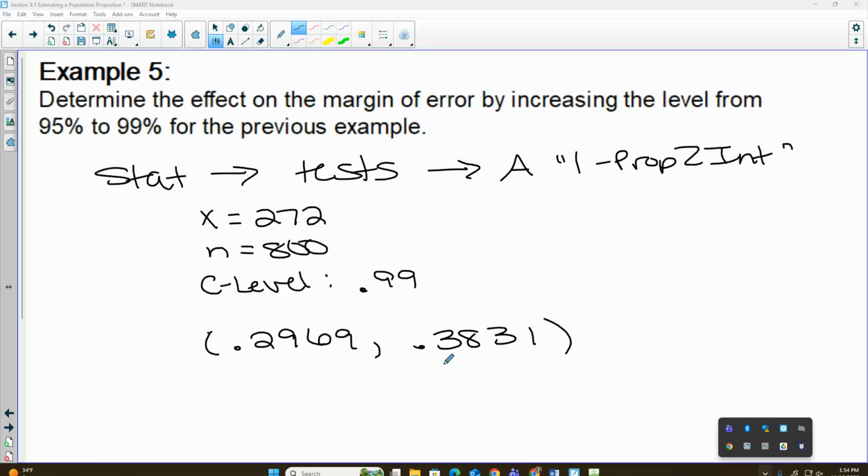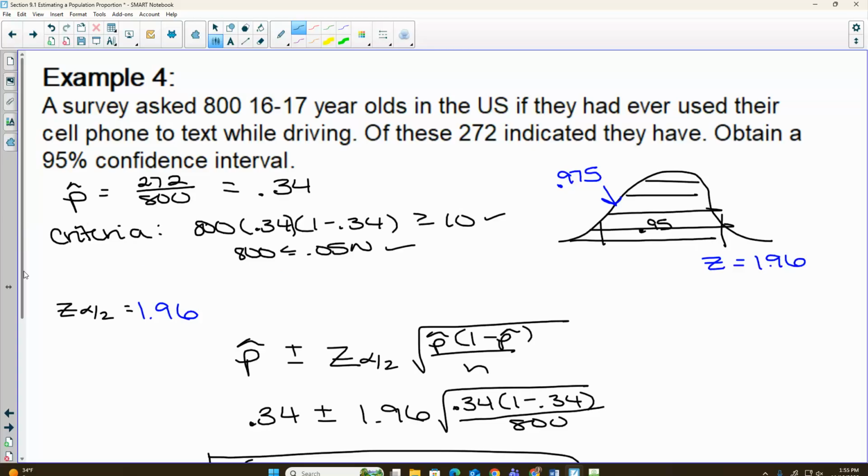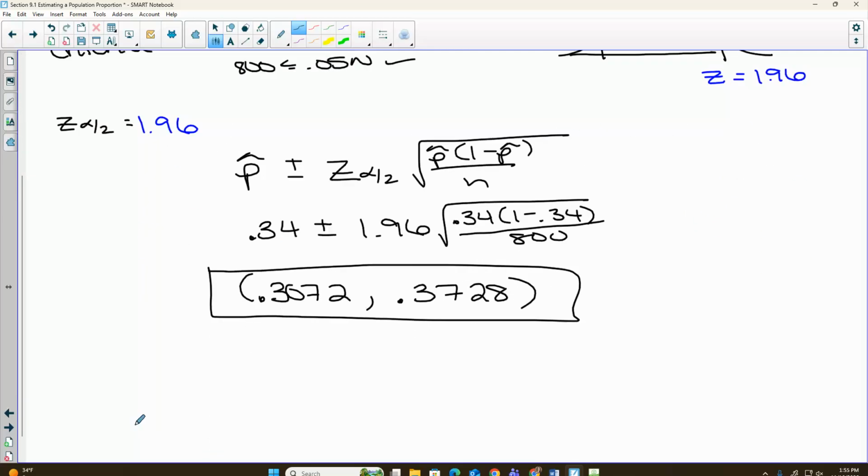Let's check how we did by hand. If I go back to Stat, Test, letter A, when we did it by hand, we did 95%. So if you did a 0.95 confidence level, did you get the same thing that we got when we did it by hand? I asked you to go back and do the 95% on the calculator and see if it matched what we did by hand. You should get the same answer both ways.